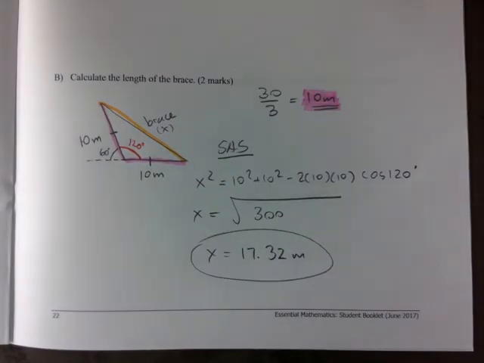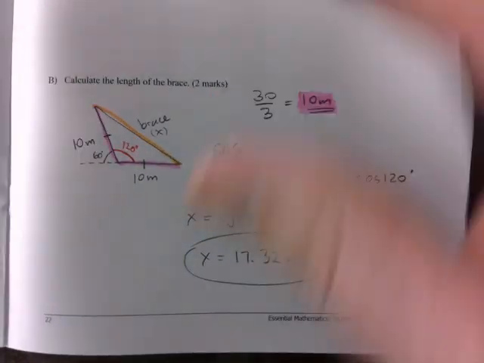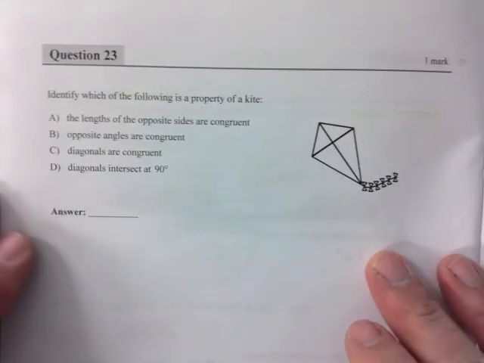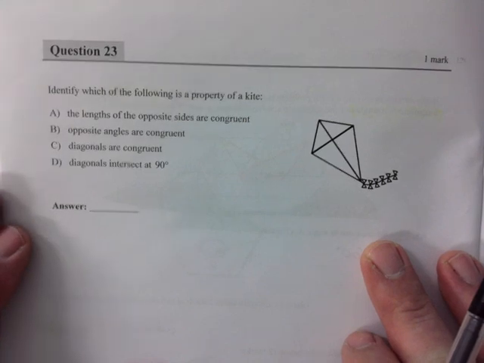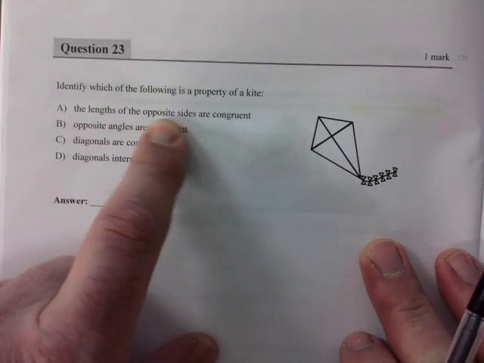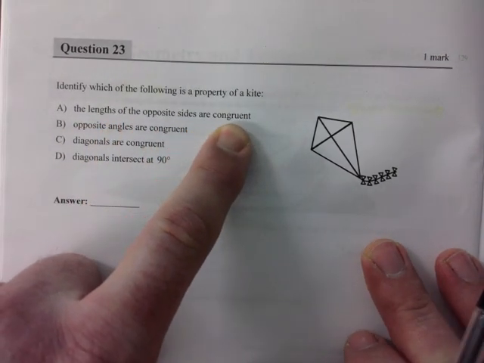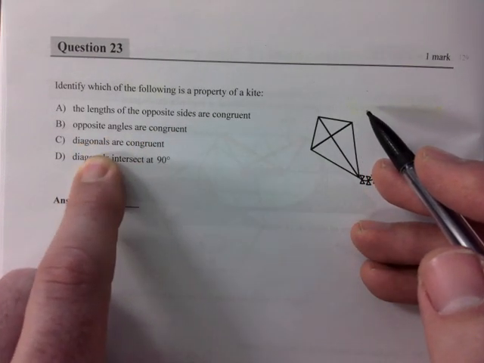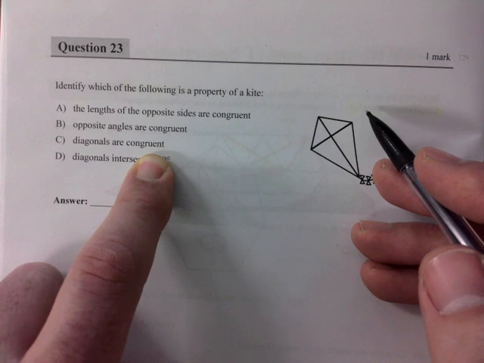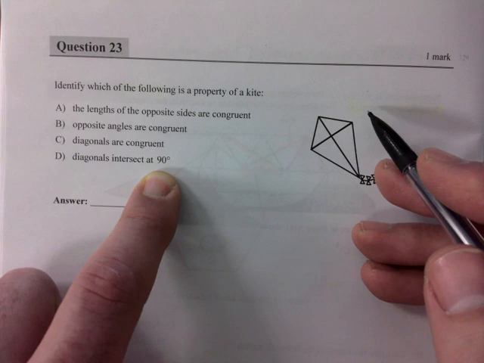How's the next one? Is it easy? Oh yeah, multiple choice. Let's do this one and then we'll call it. Identify which of the following is a property of a kite. The length of the opposite sides are congruent. Opposite angles are congruent. Diagonals are congruent. Diagonals intersect at a 90.